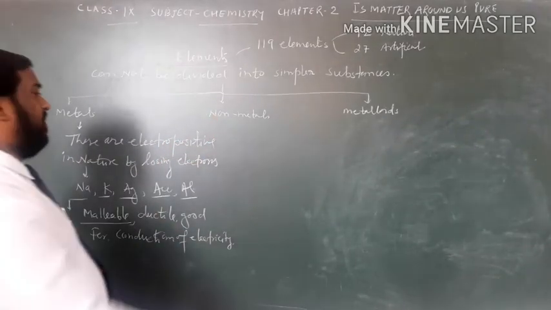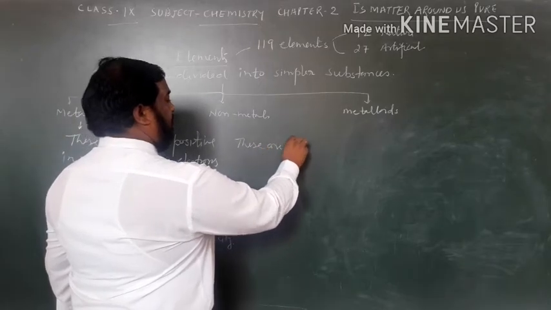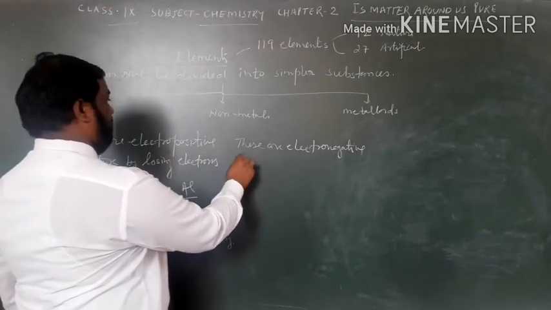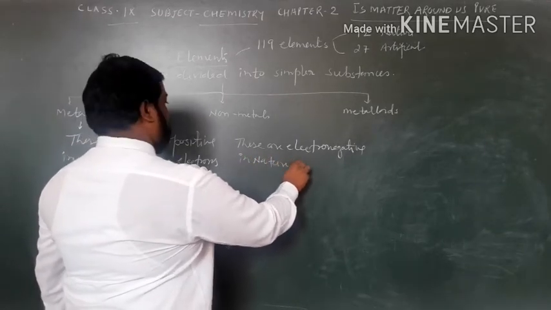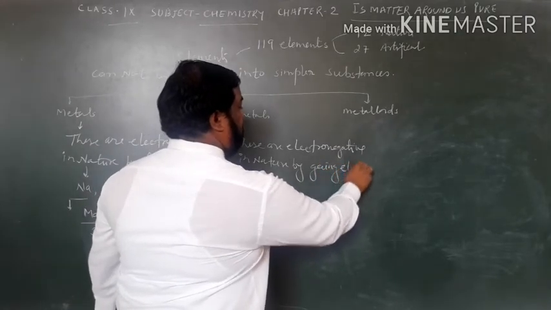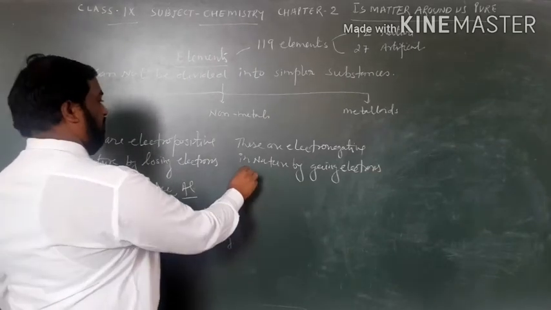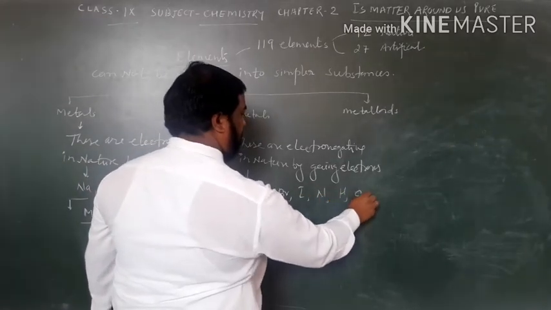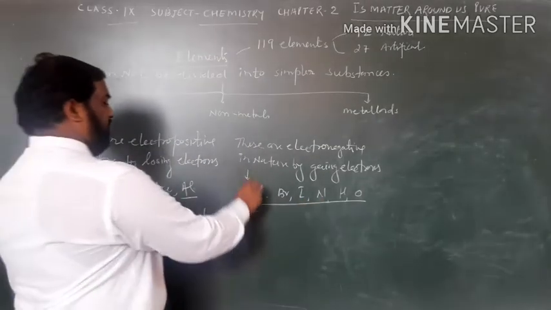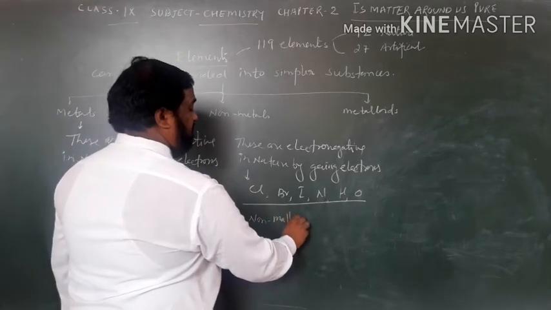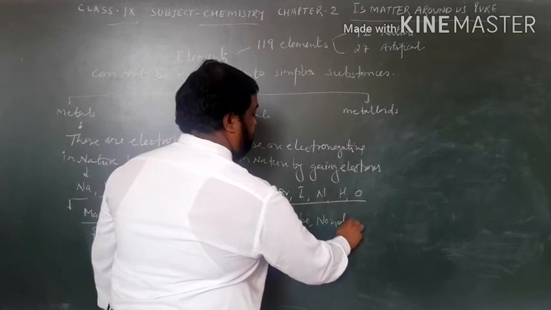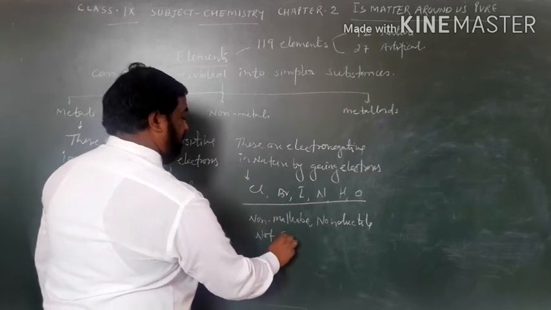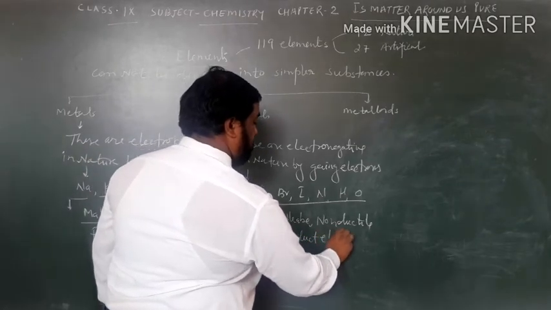On the other hand, non-metals are electronegative in nature, gaining electrons. For example, chlorine, bromine, iodine, nitrogen, hydrogen, oxygen. These are non-malleable, non-ductile, and do not conduct electricity.